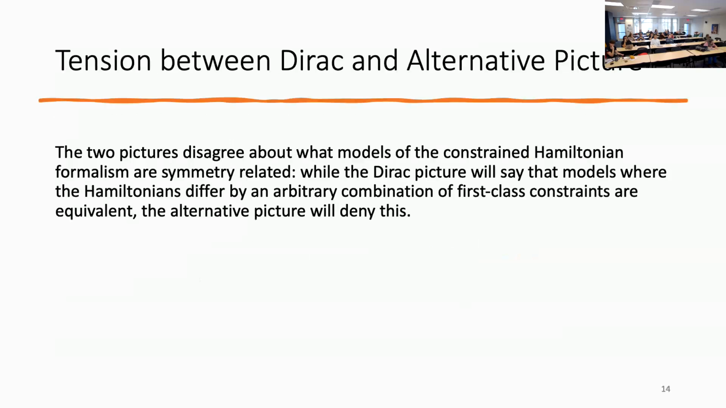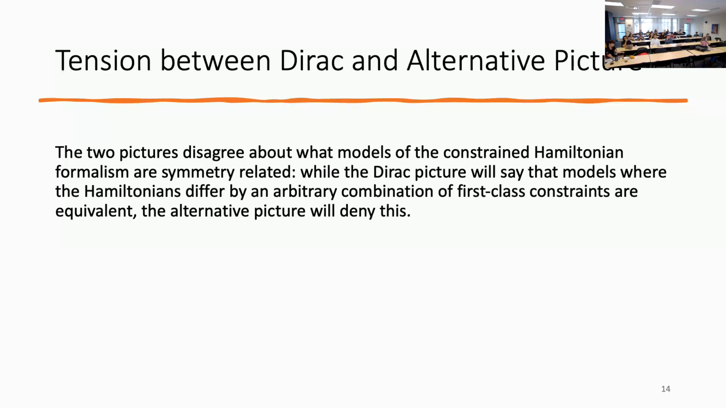So just to highlight what the tension is here, it seems that these two pictures are going to disagree about what models of the constrained Hamiltonian formalism are symmetry related. While the Dirac picture is going to say that models where these Hamiltonians differ by an arbitrary combination of first-class constraints are equivalent, this alternative picture is going to deny this. So inasmuch as we want to get a clear picture of what the symmetries are, it would be a bad situation if we can't resolve this tension.